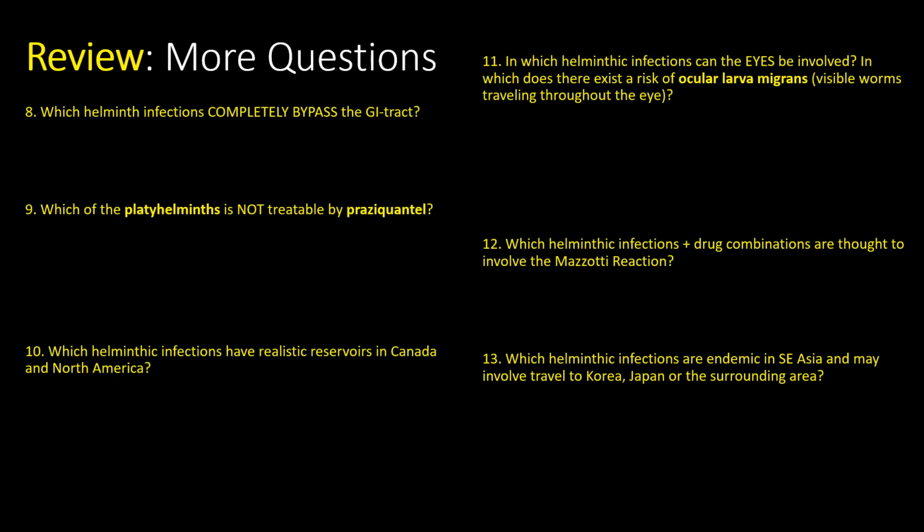A few more questions. Eighth, which helminth infections completely bypass the GI tract and therefore would not appear in a stool ova and parasite? This refers predominantly to the vector-borne helminths. Even other worms which burrow into the skin may make their way to the GI tract like Schistosoma.